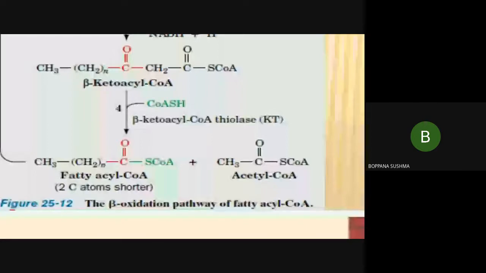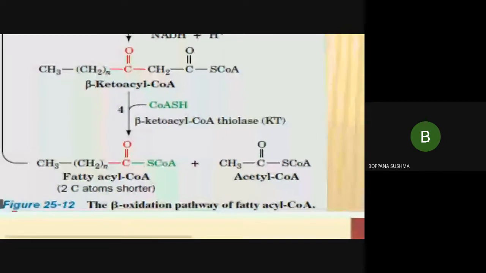Fatty acyl CoA has the remaining number of carbon atoms. But acetyl CoA has only two carbons, CH3 C double bond O. Understood? This is the beta oxidation cycle. Oxidation takes place at the beta position, and two carbons are removed. So the final resultant is acetyl CoA, a two carbon compound. Understood?